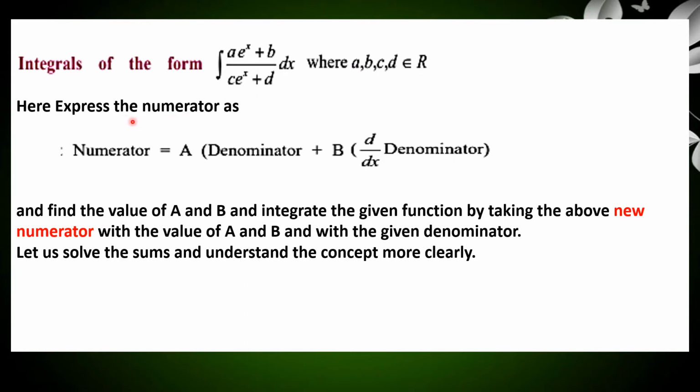Here we will express the numerator a e^x + b as capital A into the denominator plus B into the derivative of the denominator with respect to x. Then we will get a new numerator with the values of A and B. First we will find the values of A and B from this equation, and we will integrate the function with the new numerator and the given denominator. Let us solve the sums, then we will understand the concept more clearly.